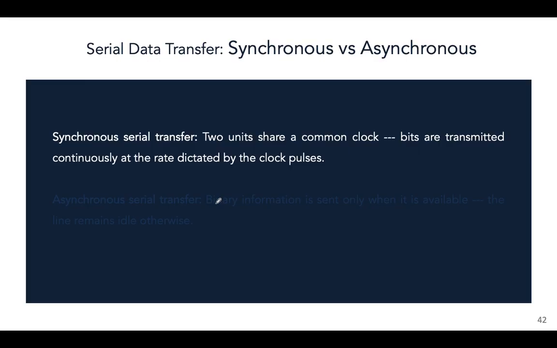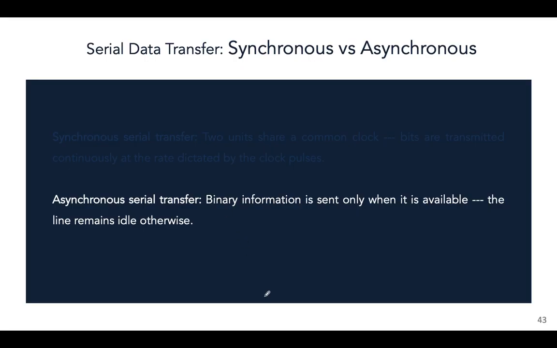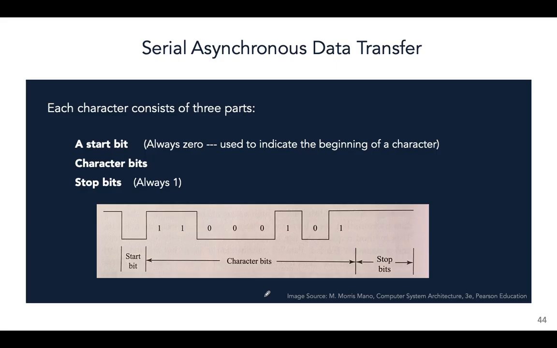Now, the serial data transfer can be of two types, synchronous or asynchronous. In synchronous serial transfer, two units share a common clock. Then bits are transmitted continuously at the rate dictated by the clock pulses. In asynchronous serial transfer, on the other hand, binary information is sent only when it is available, right? The line remains idle otherwise. Now let's take a look at serial asynchronous data transfer.